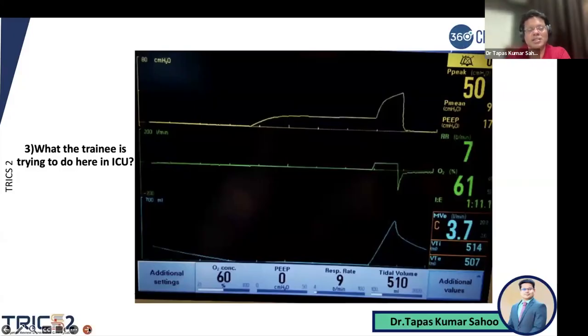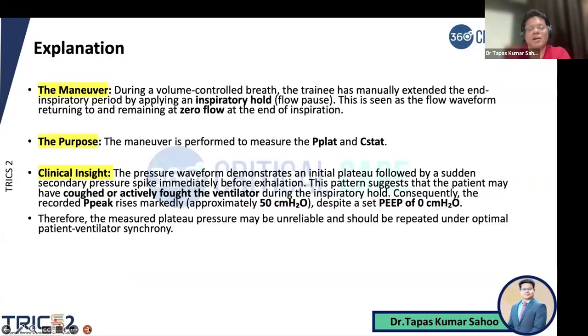Okay. Now, what is the reason why this has happened? Now, I would explain to you. This pattern suggests that the patient may have coughed or actively fought the ventilator during the inspiratory hold. Consequently, the recorded pressure peak has risen markedly, approximately 50 centimeter water, despite the fact that you have actually reduced the flow to zero. Right. Now, this measured plateau pressure is unreliable.